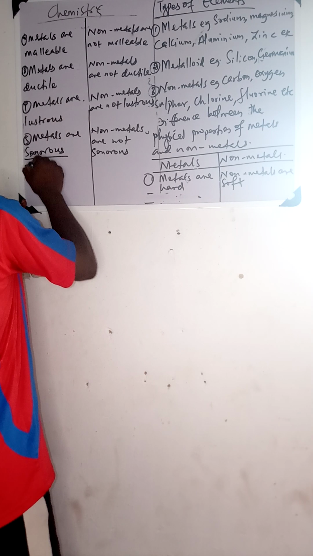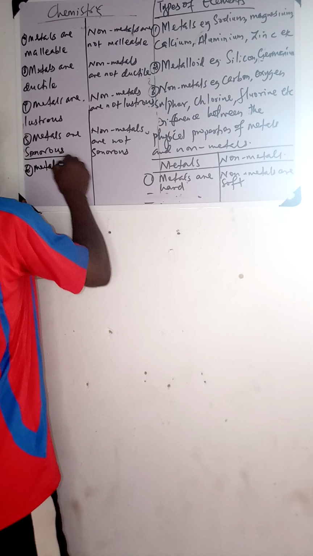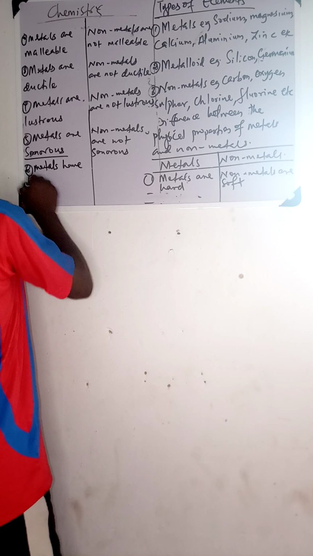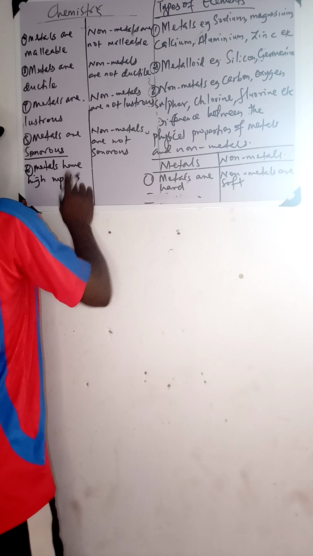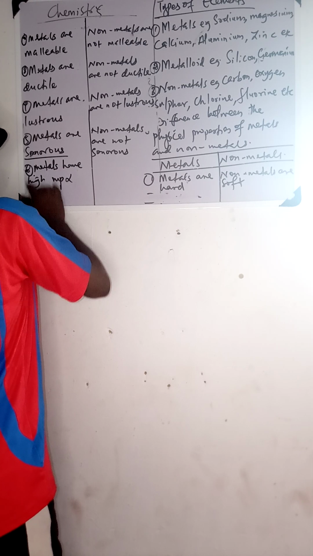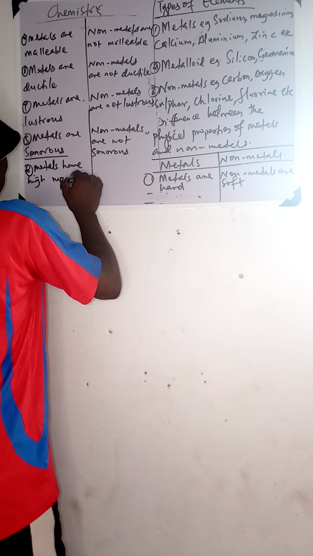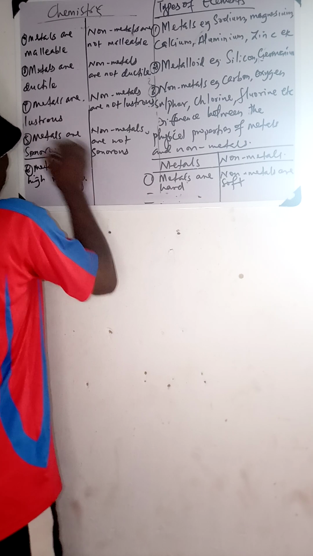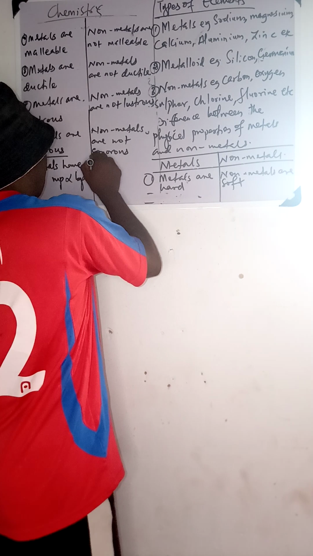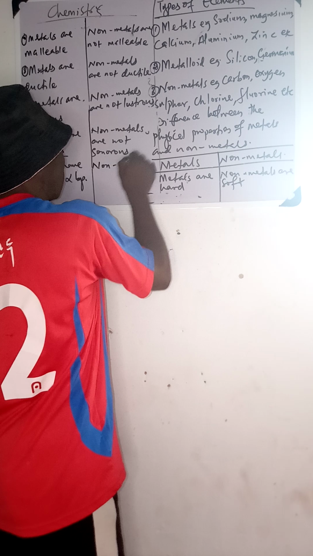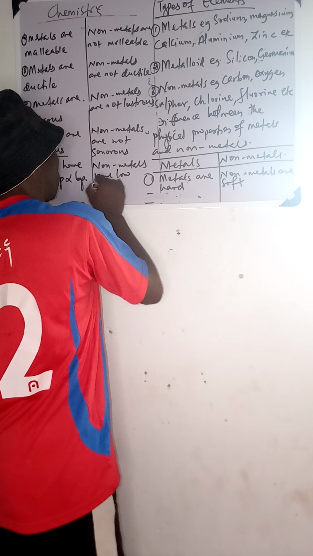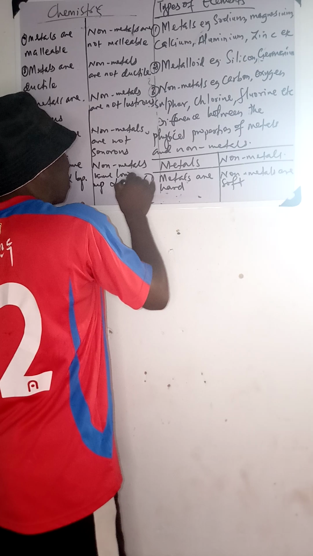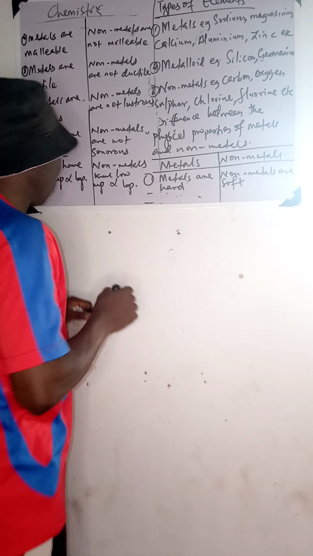We talk about metals having high melting points, or majority that are what, solids. High melting point and boiling point. Whereas non-metals have low melting points and boiling points, as many as possible.